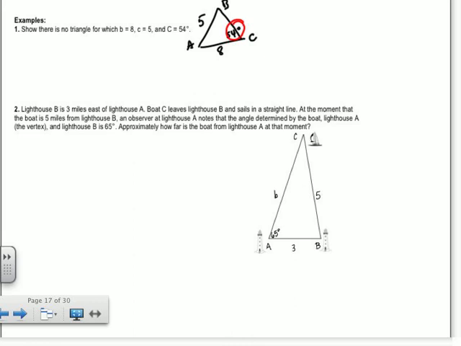Wait, can you explain that again? See how it's angle, side, side? Oh, yeah. The angle first, then a side, then a side.